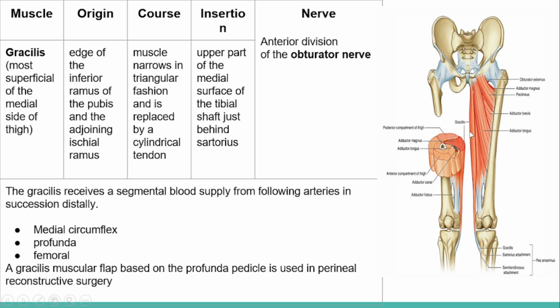The gracilis muscle is the first muscle we are going to discuss. It is located more superficially on the medial side of the thigh. From its origin the muscle narrows in a triangular fashion and is replaced by a cylindrical tendon towards the distal side. Its arterial supply is from the medial circumflex artery, profunda femoris and femoral artery. This muscle can be used for perineal reconstructive surgery.